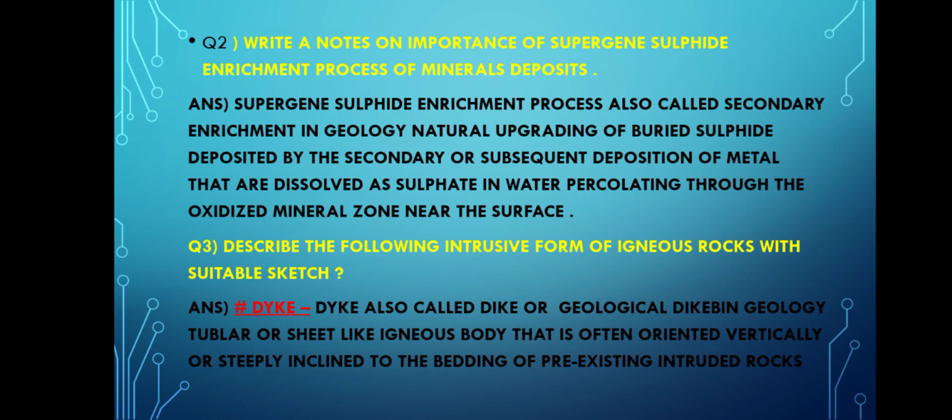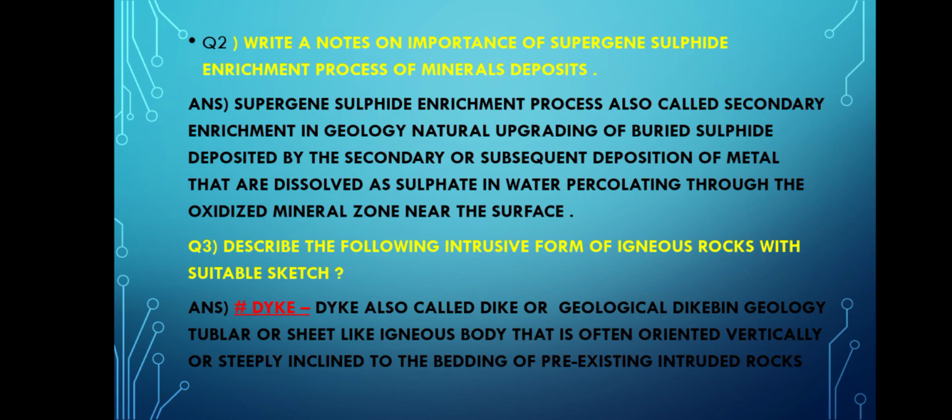Now come to the next question. Question number 2. Write a note on the importance of supergene sulfide enrichment process of mineral deposits. Answer: Supergene sulfide enrichment process, also called secondary enrichment in geology, is the natural upgrading of buried sulfide deposit by secondary or subsequent deposition of metal that are dissolved as sulfide in water, percolating through the oxide minerals zone near the surface.